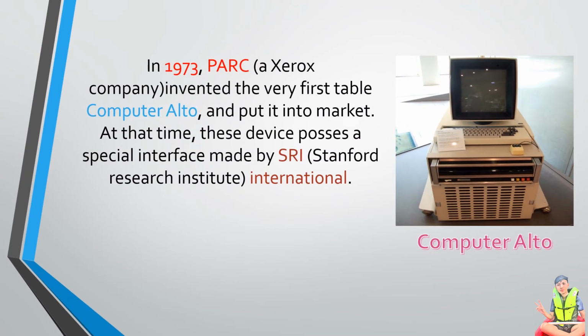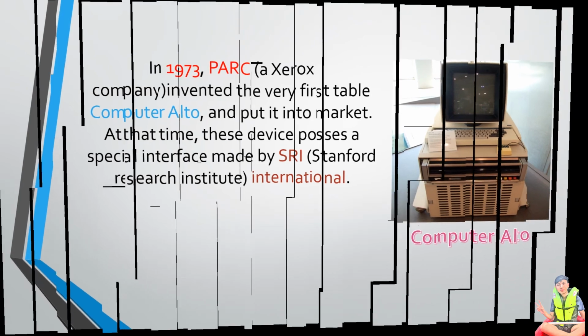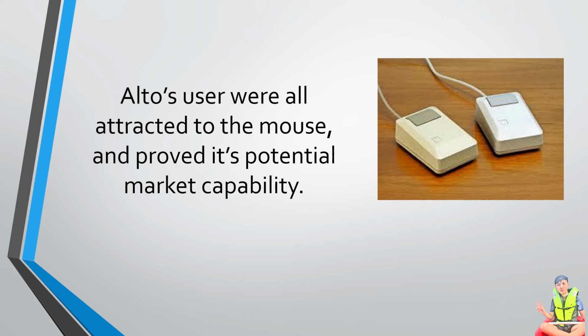In 1973, PARC, a Xerox company, invented the very first desktop computer, the Alto, and put it on the market. At that time, this device had a special interface made by SRI International. Alto users were all attracted to the mouse, which proved its potential market capability.